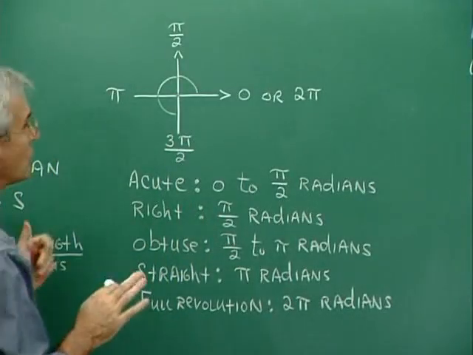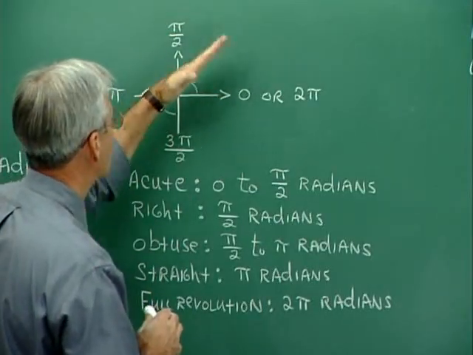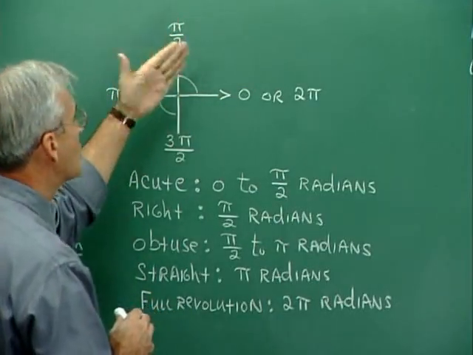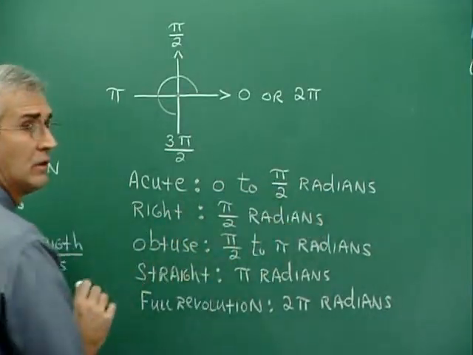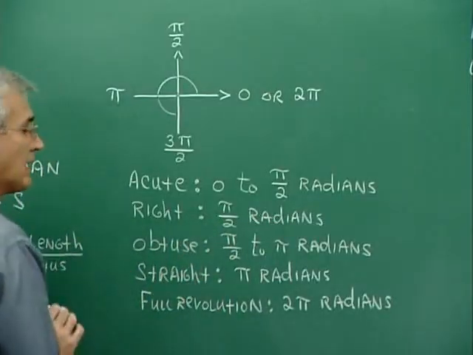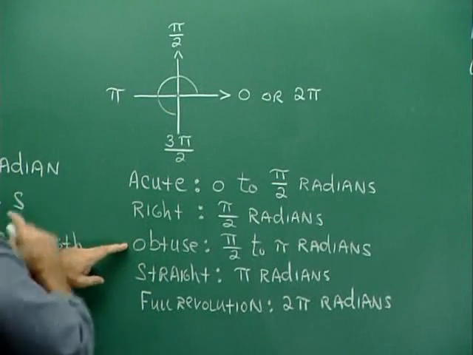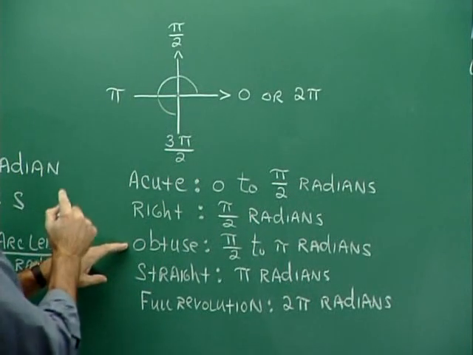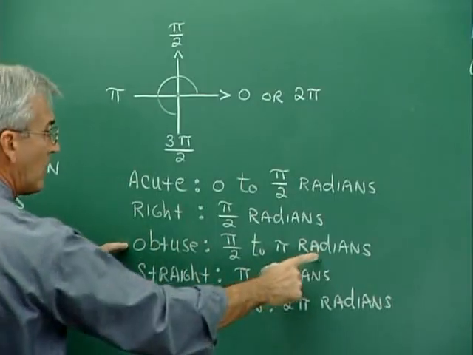Now, angles whose terminal side is in our first quadrant, we know to be acute. So acute angles are 0 to pi over 2 radians in measure. And a right angle is exactly pi over 2 radians. And obtuse angles have terminal sides that fall in the second quadrant, and that means that in terms of radian measure, they are between pi over 2 and pi radians.